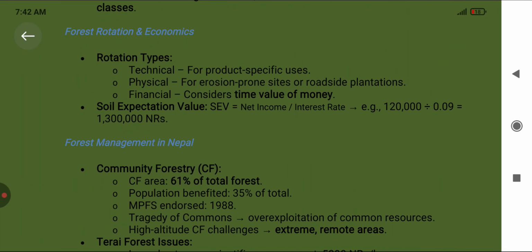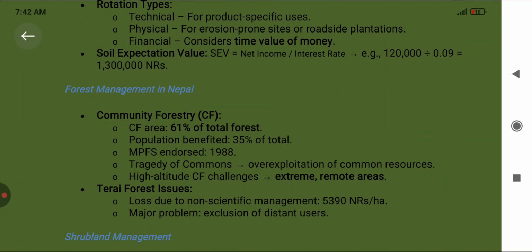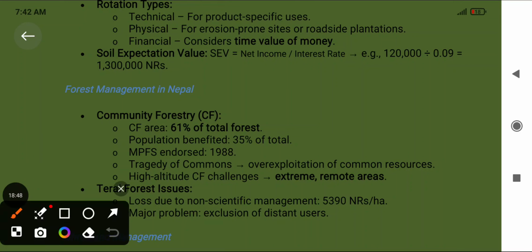Rotation types: technical, for product specific use; physical, for erosion prone site or roadside plantation; and financial, which considers time value of money. Soil expectation value is equal to net income by interest rate. For example, 1,20,000 divided by 0.09.